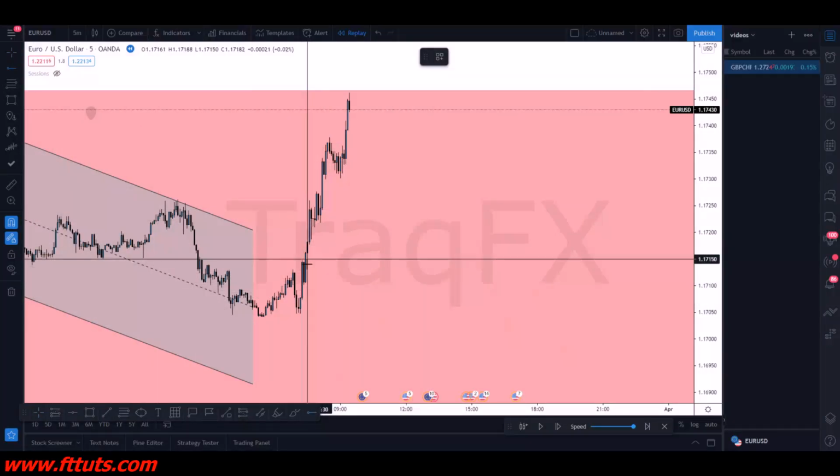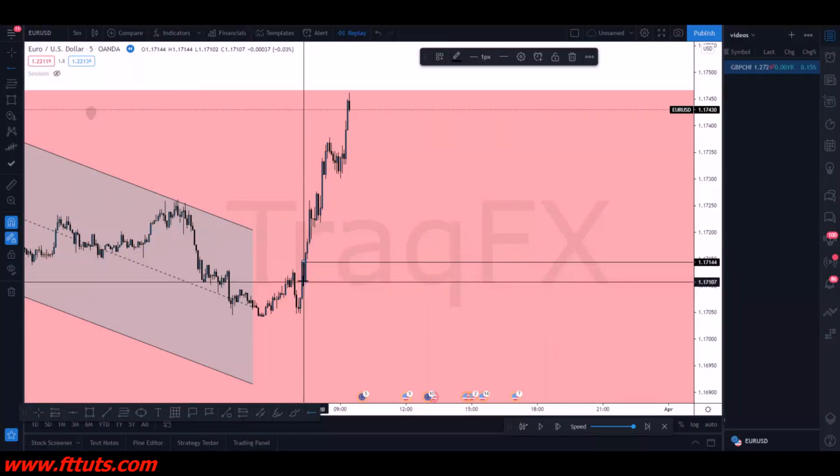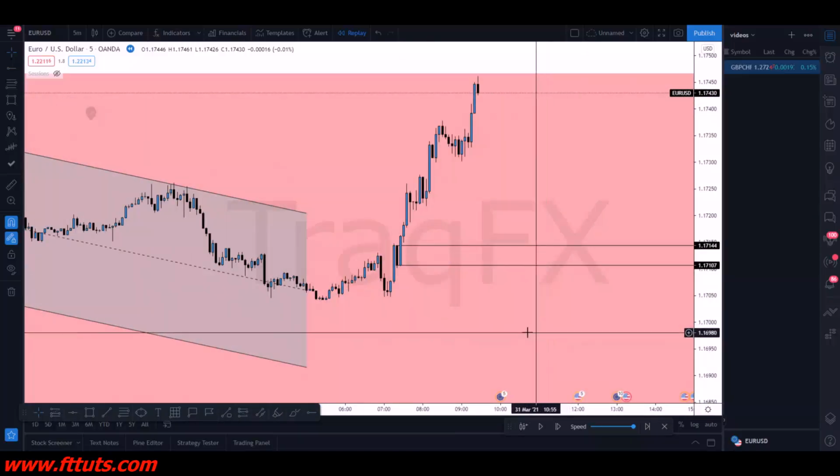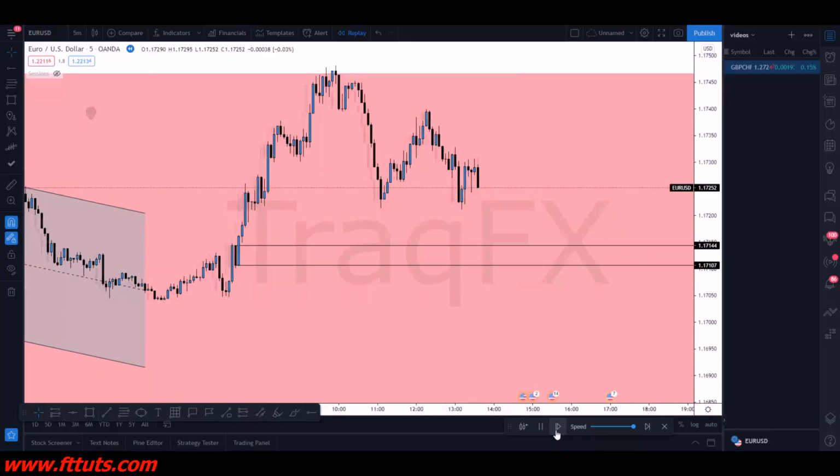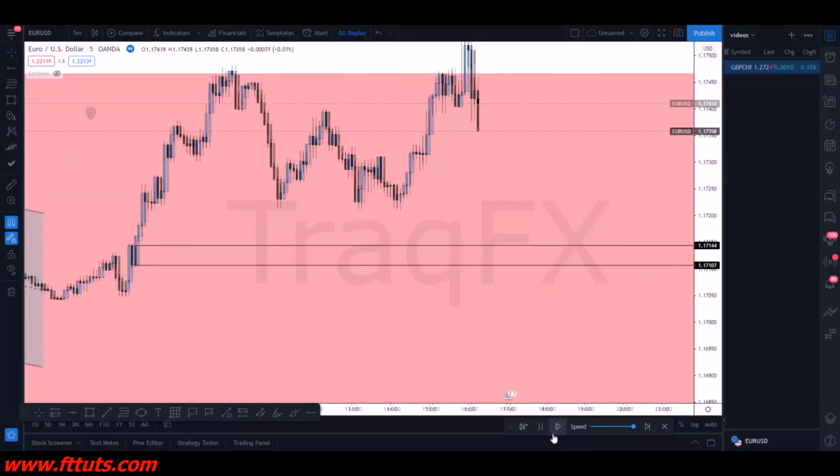I'm not going to explain ICs quite yet. We're going to get into that in a different video because I want to keep this simply on micro versus macro structure. But price ends up coming. Let's just play this out.